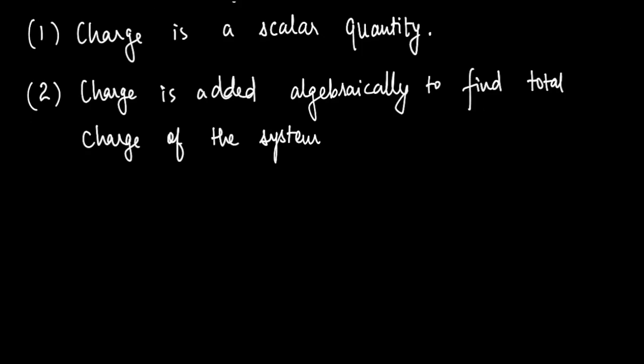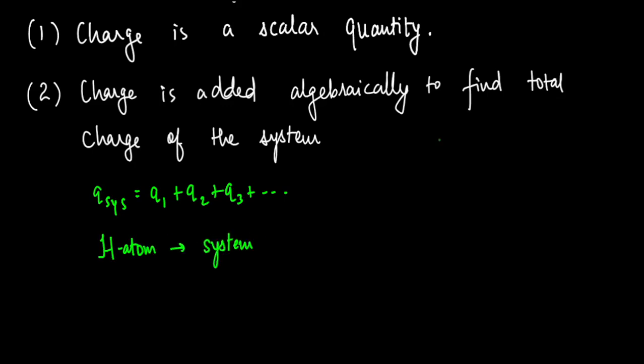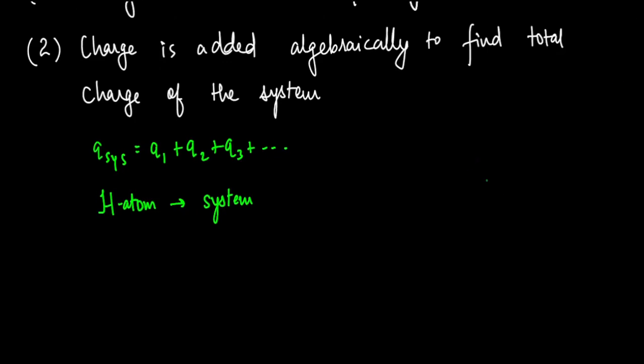In the form of a formula you could write it as q of the system is equal to q1 plus q2 plus q3 and so on. By adding all the individual charges in that system, we can find out the total charge. So for example, let's say that a hydrogen atom is our system. You know that a hydrogen atom is basically a proton and one electron revolving around it.